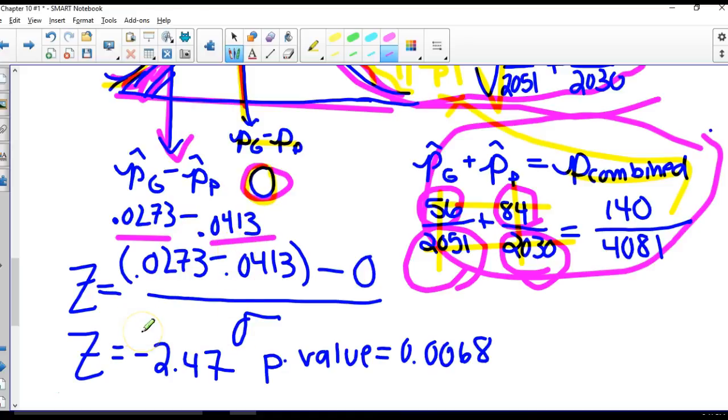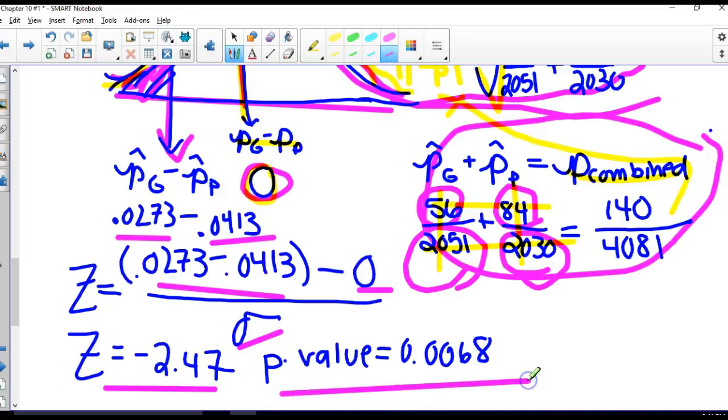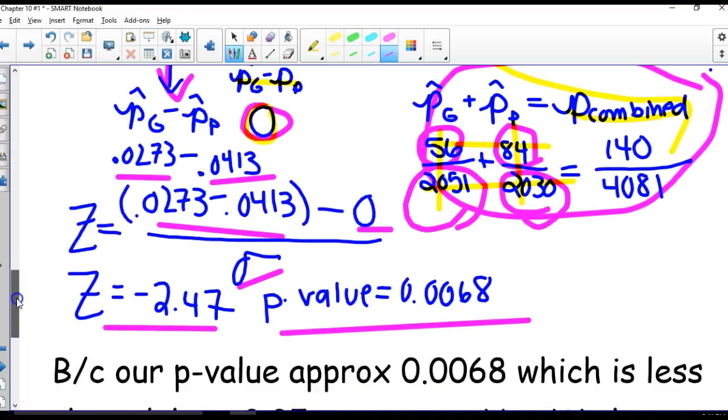We know a z-score is our observation, our observed statistic, so that's right here, minus our mean. It's always going to be 0 in a test. Divided by our standard deviation. We already plugged everything in. And the calculator gave us z is equal to negative 2.47. A p-value of 0.0068. What does that mean?